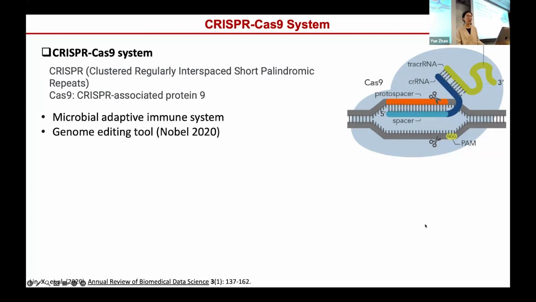This system is composed of two parts. One is the guide RNA. Initially, it has two parts, the tracer and the CRISPR RNA, but later on, people combined them together to become one single guide RNA. The 5' end of this guide RNA has a 20 nucleotide sequence that is reverse complementary to the targeted site on the genome. And this guide RNA directs the second part, the Cas9 endonuclease, to cut the target genomic region.